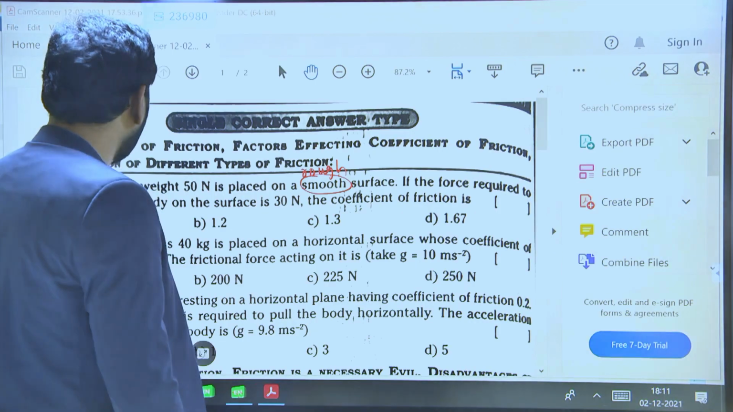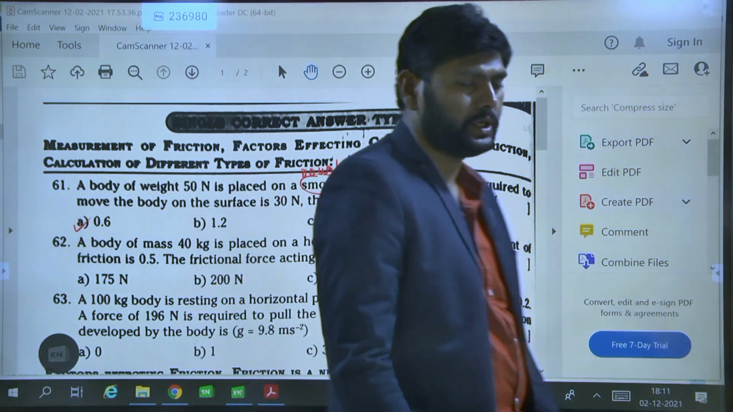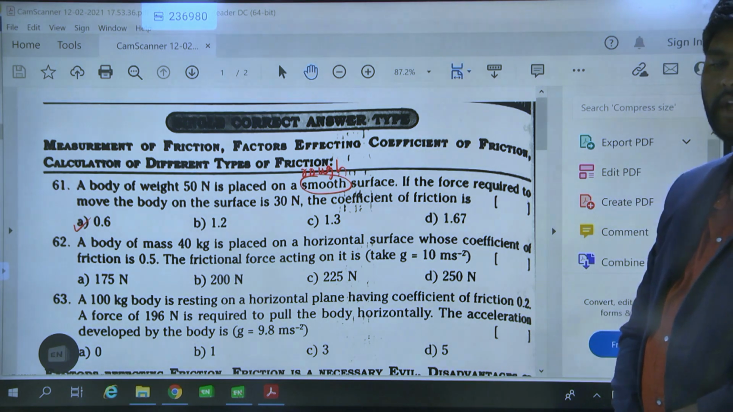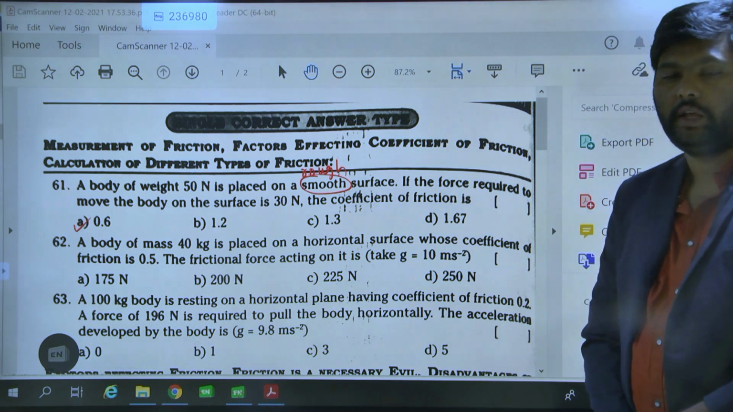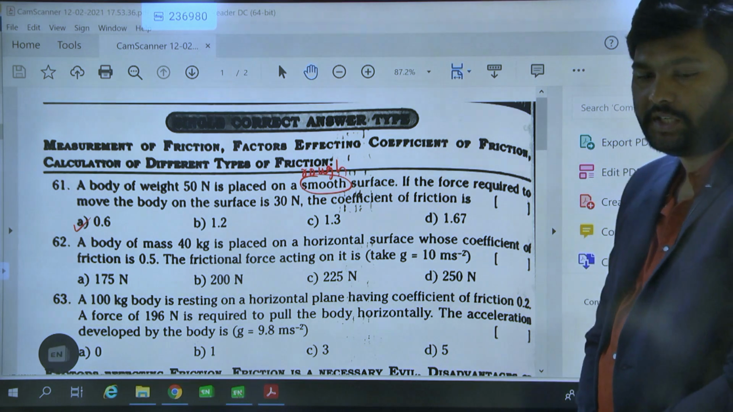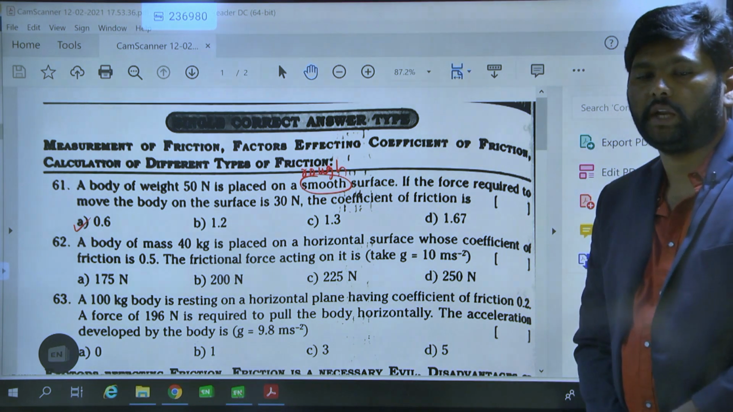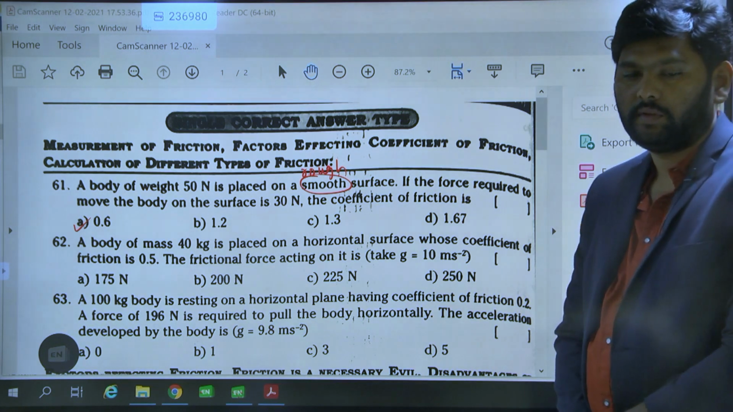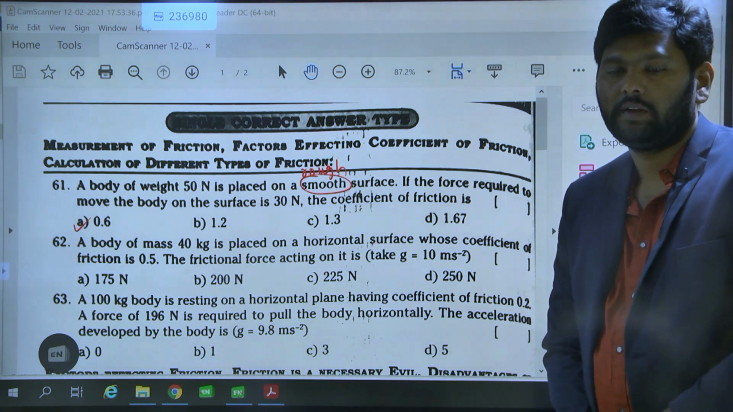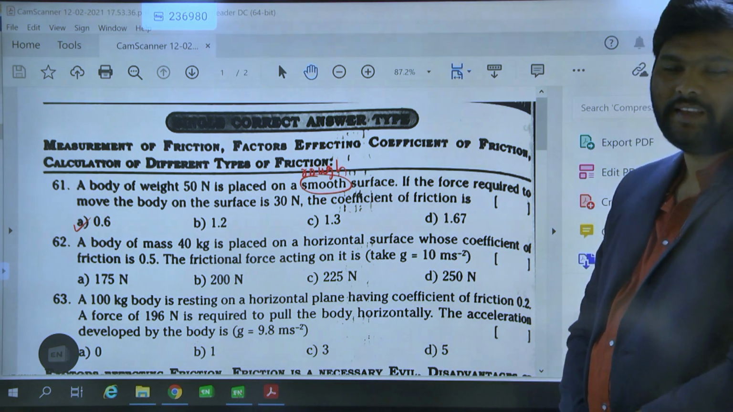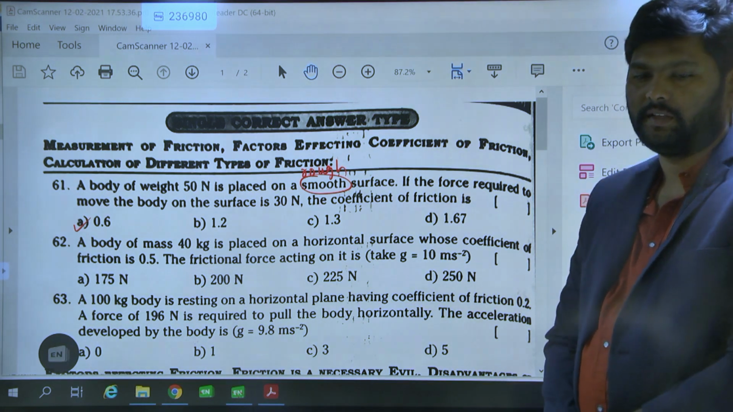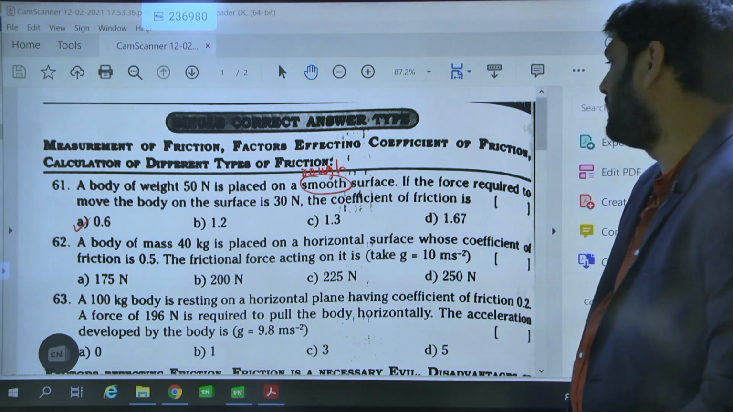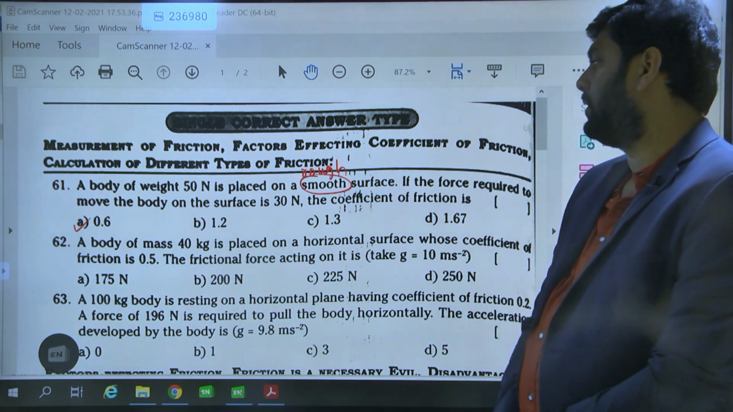See here, second question, 62nd question. A body of mass 40 kg is placed on a horizontal surface whose coefficient of friction is 0.5. The frictional force acting on it is... g is equal to 10 meter per second square. How much is the answer? How do you know it?